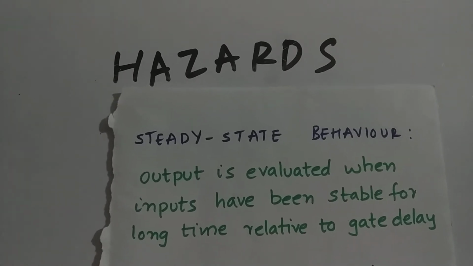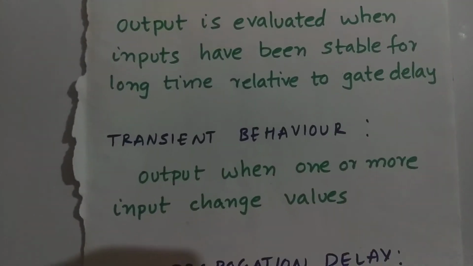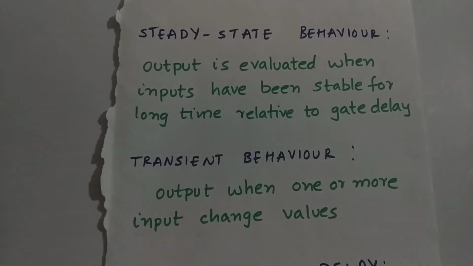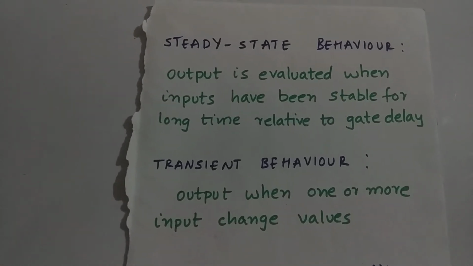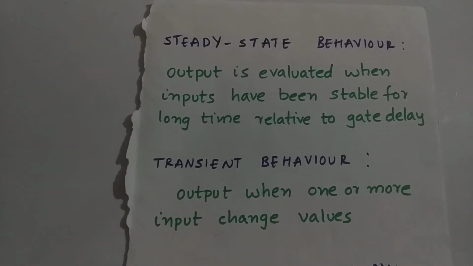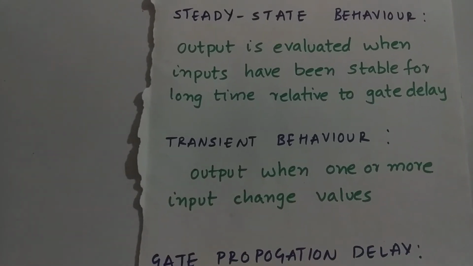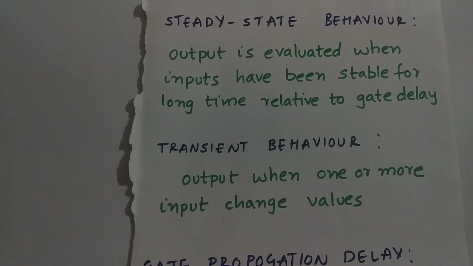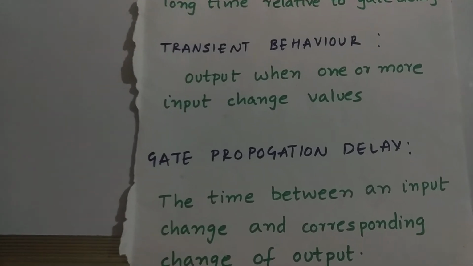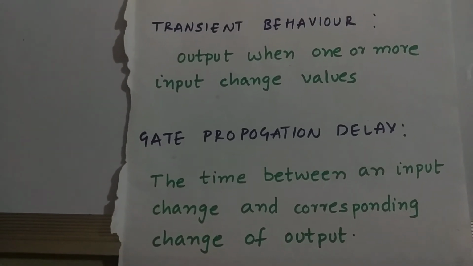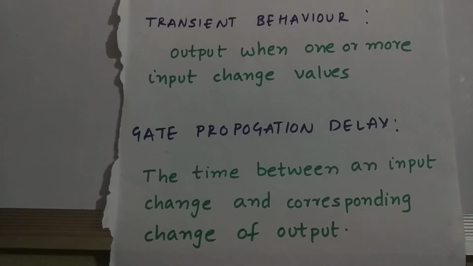But in practice we don't use steady state, we use transient behavior, where the input changes from 1 to 0, 0 to 1. So input B is being changed. As a result, the output will also change. This doesn't cause any problem, but the problem is caused by gate propagation delay. So what is gate propagation delay? It is the time between the input change and the corresponding change at the output.